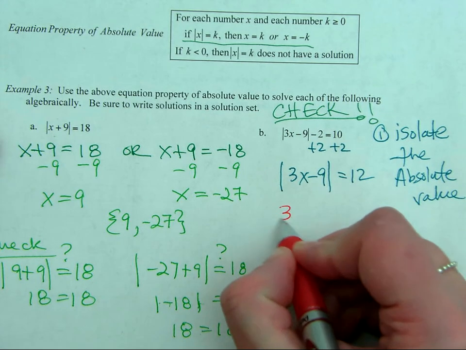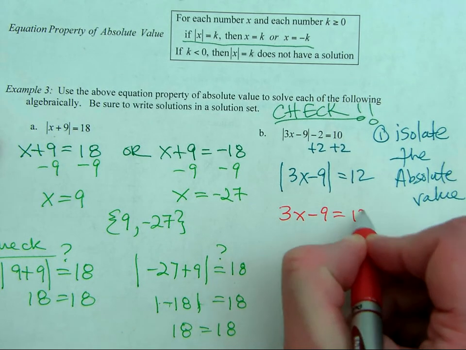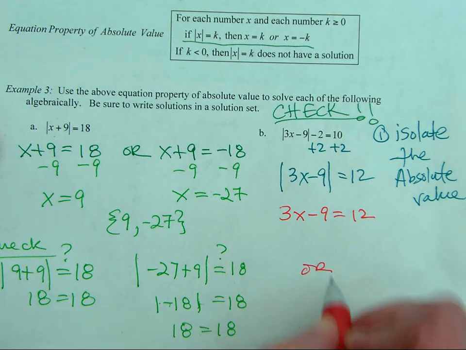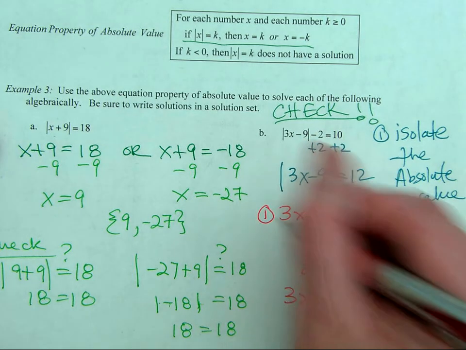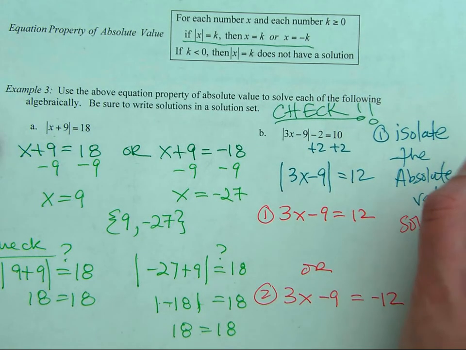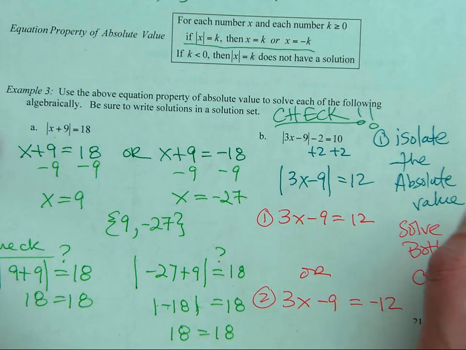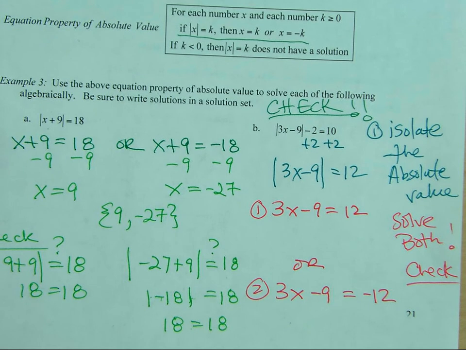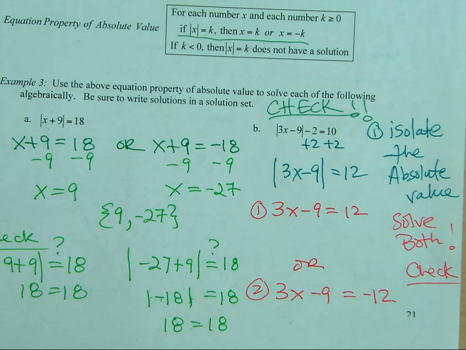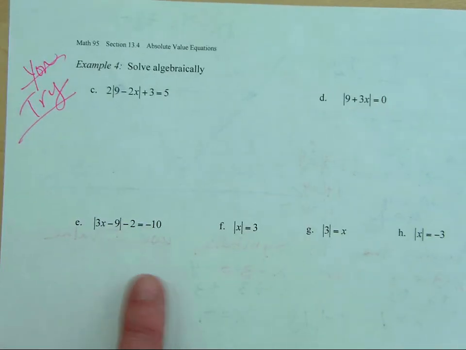Yeah. 3x minus 9 equals positive 12, or 3x minus 9 equals negative 12. So you're going to solve both. You have 1, 2, solve both. And then at the end, you'll want to also check. So because this video is going a little long, I'm going to allow you guys to do these. And then what I want you to do is on the very next page, there are several problems that I would like you to try in groups.